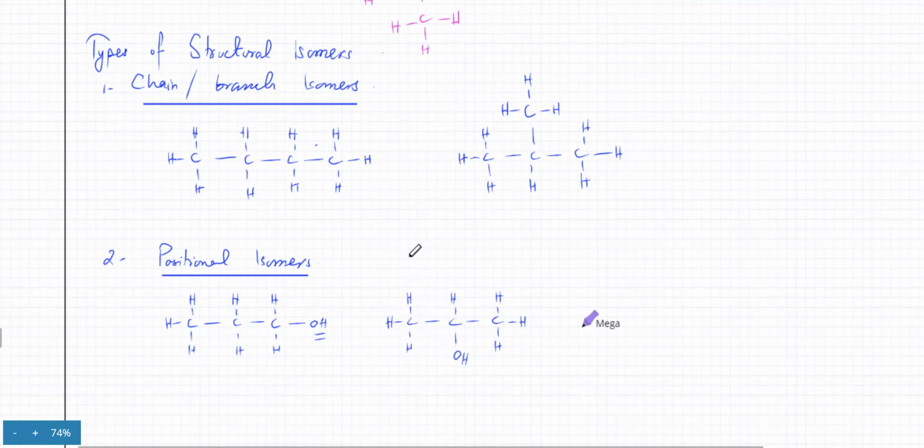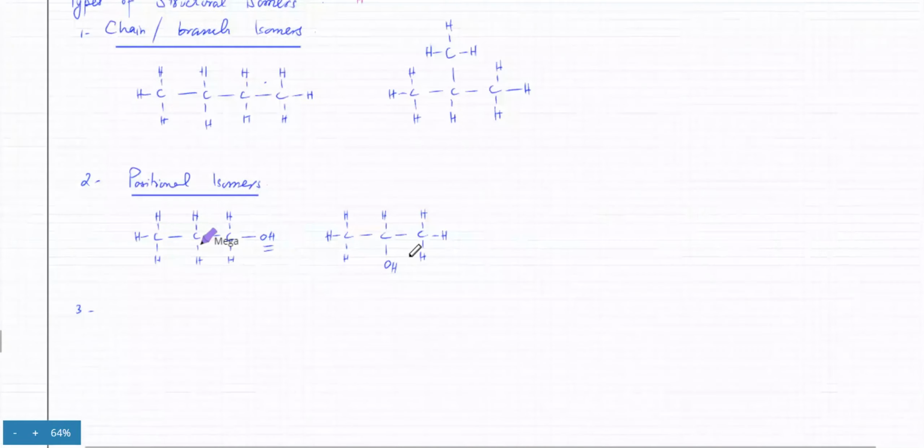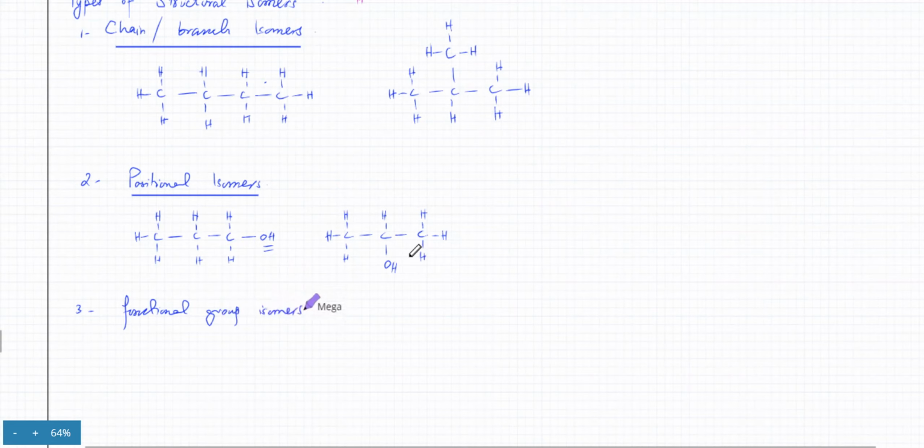Okay? So that's a positional isomer. Number 3 would be called functional group isomer. So in reality there is no limitation. You can do whatever you like, as long as you come up with a valid structure, as long as the number of atoms are still the same and the structure makes sense. So the next one is functional group isomer.